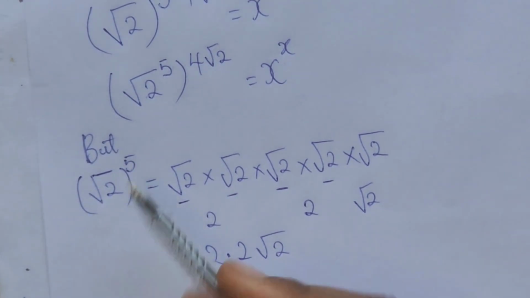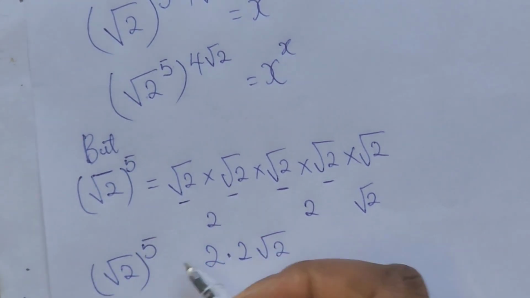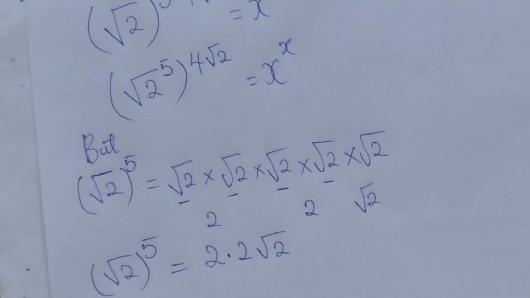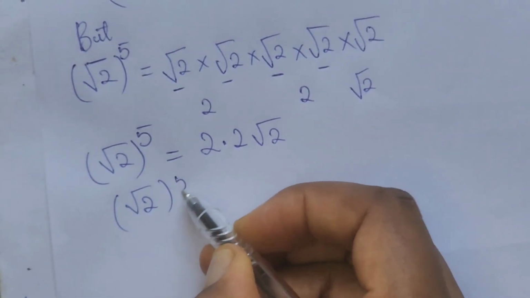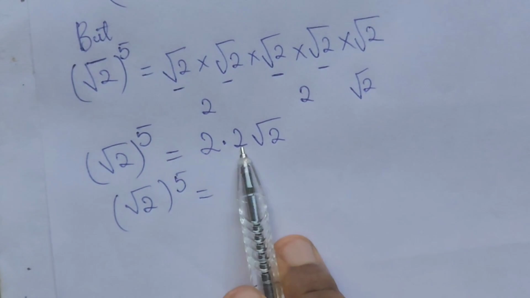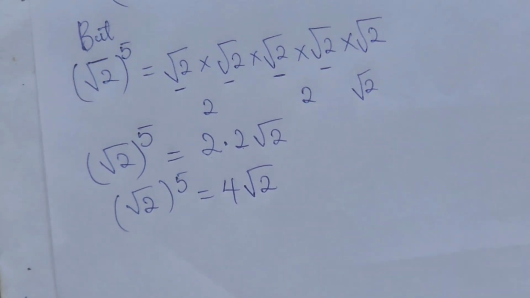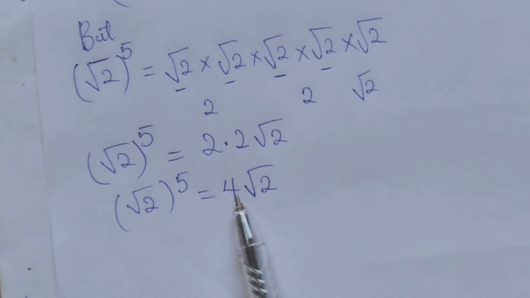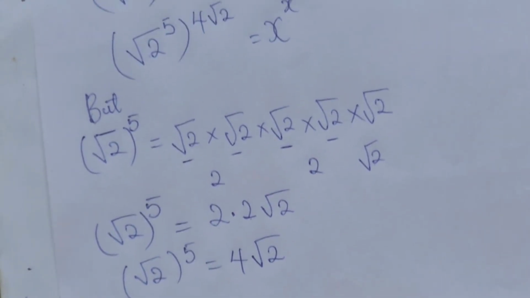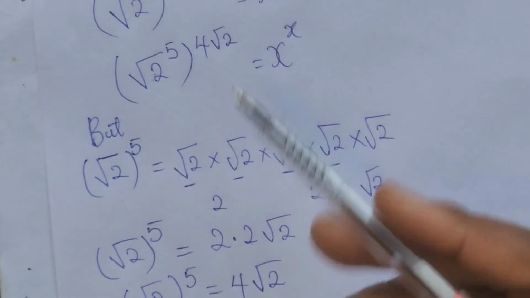So root 2 to the power of 5 is equal to 2 times 2, which is 4, so we have 4 root 2. Now root 2 to the power of 5 is equal to 4 root 2, so we are going to be replacing it here with 4 root 2.